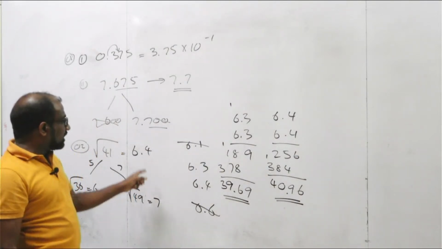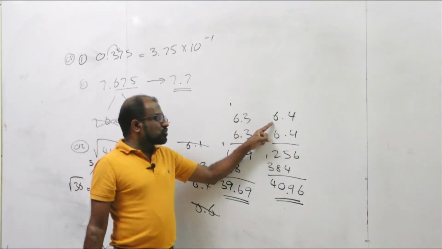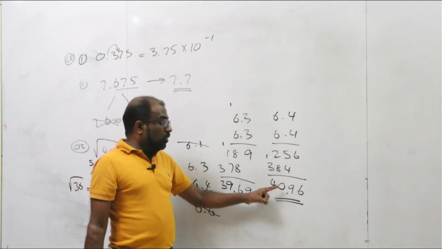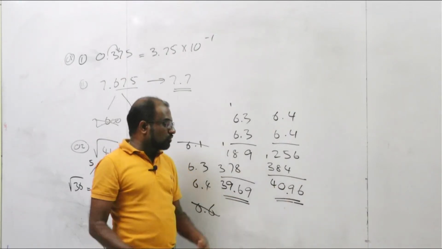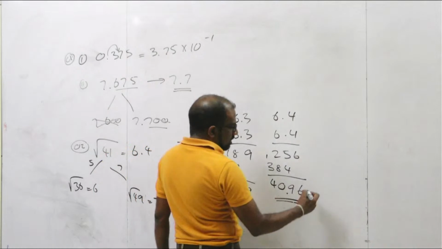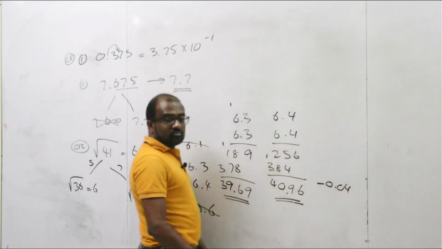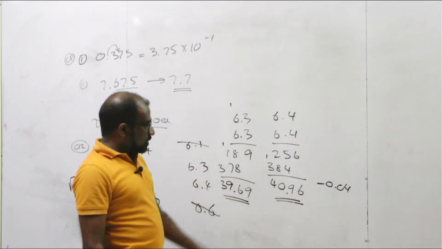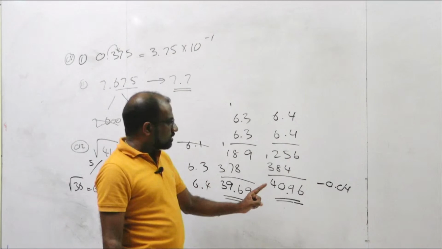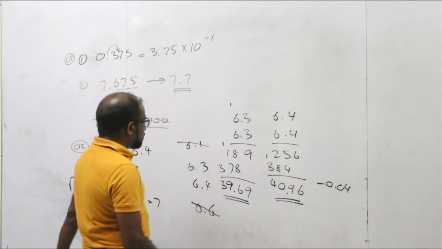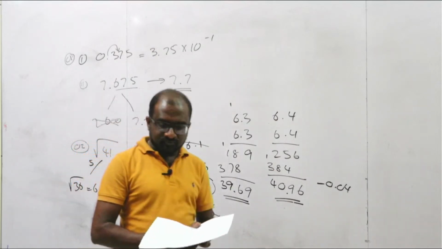We are going to 41. 6.4 squared, what is the answer? 40.96. That is, we are just short of what? 41. We are just short of 0.04. Understand? Just a little shortage we have, right? So therefore, the best answer is 6.4. Right? 6.4 is the answer.